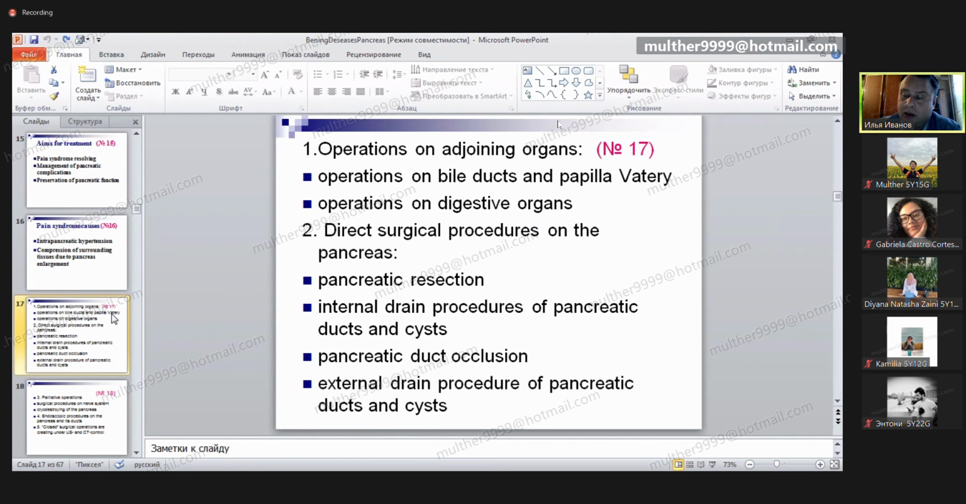Pancreatic duct occlusion is one more very important and non-invasive method of treatment with the reducing of the exocrine function of the pancreas. The next, external drain procedures of the pancreatic ducts and cysts. Usually it's a non-invasive procedure by ultrasound control, in some countries by CT scan control.